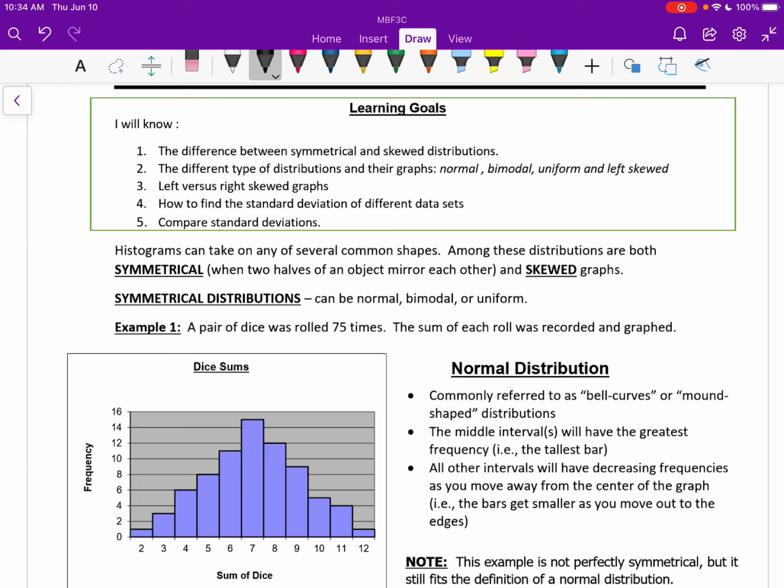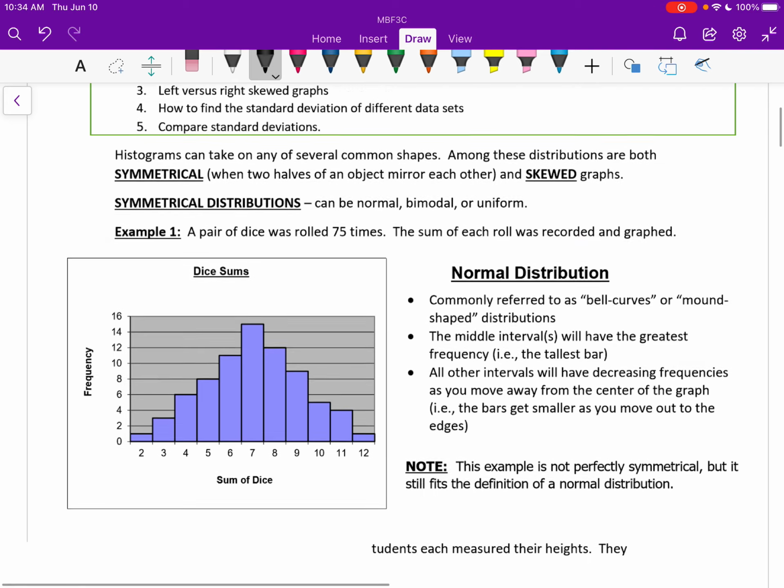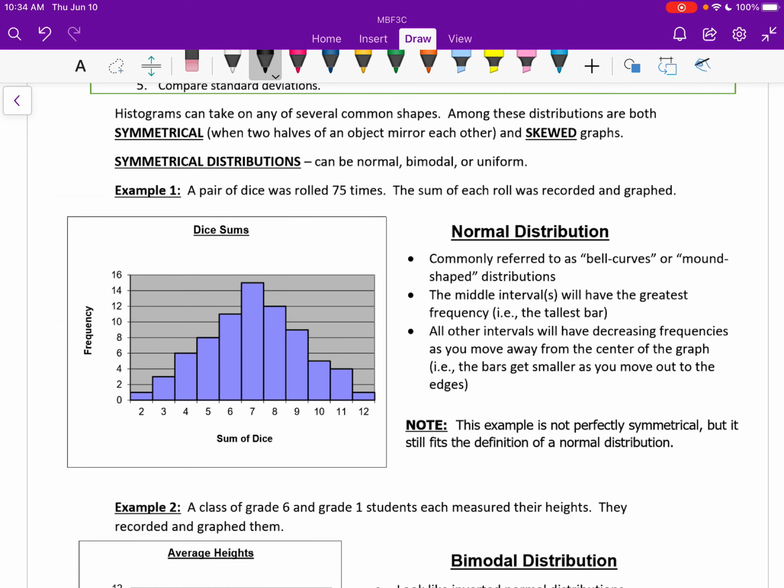So when something is a symmetrical distribution, it can be either normal distribution, which is what most of our stats tries to go towards, bimodal distribution, or uniform distribution. So the first example is of this normal distribution. If we were to roll a pair of dice 75 times, the sum of each roll is recorded and graphed. So look at this. This is what it looks like.